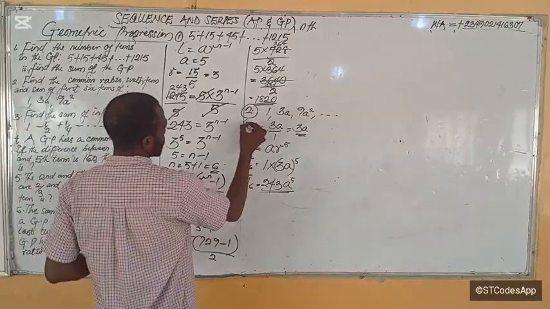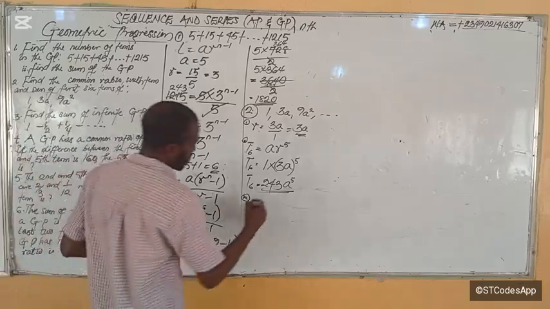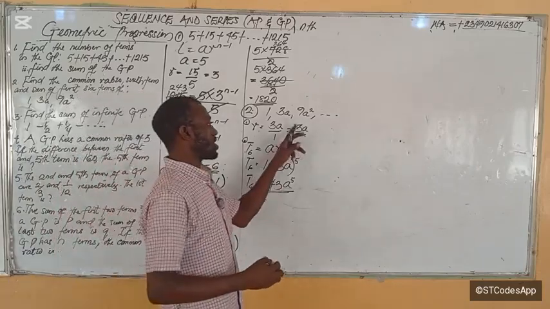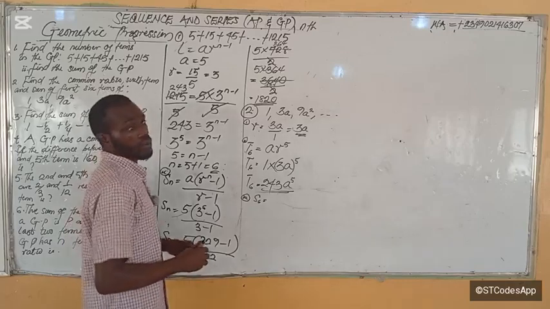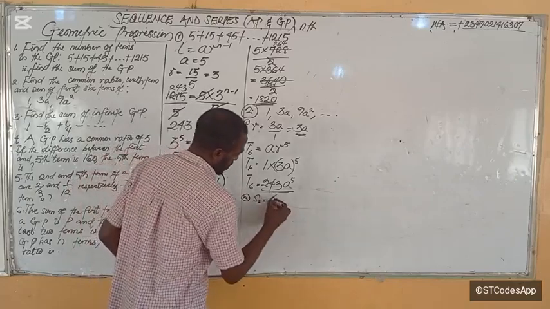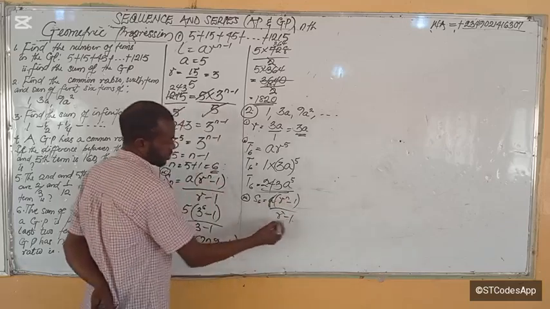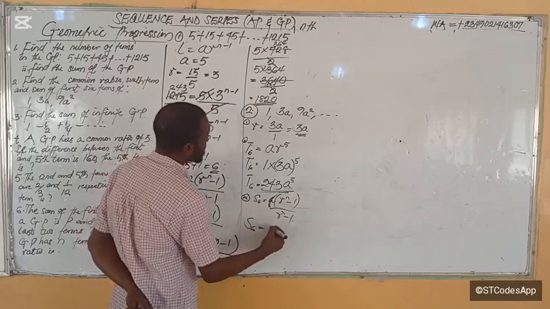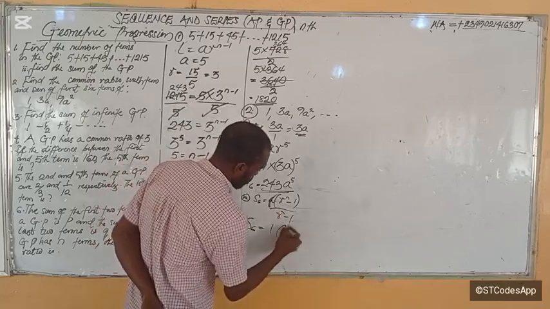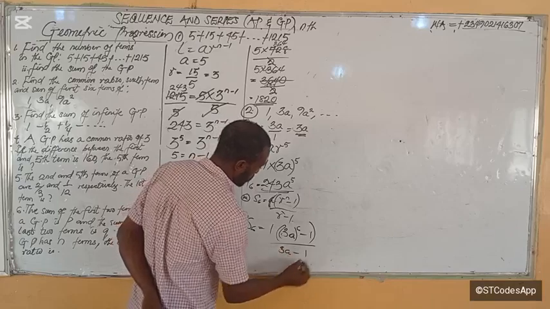This is the first question, the second question, then the third question says the sum of the first 6 terms. So the sum S6 will become A, R is 3. So we are assuming that it is greater than 1, right? So it becomes A into bracket R raised to power n minus 1 over R minus 1. So S6 becomes A, which is 1, into bracket R, which is 3, raised to power 6, then minus 1 here over 3 minus 1.